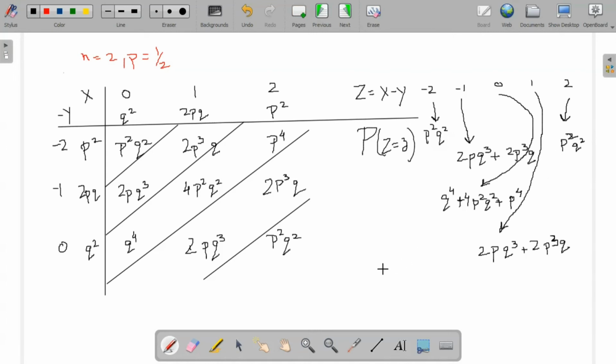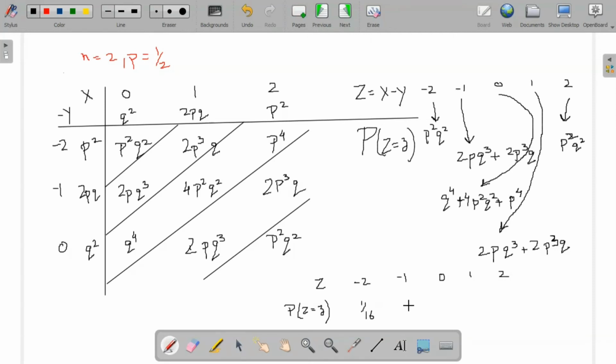So putting the value of p is equal to 1/2 and q is equal to 1/2, we will get for z -2, -1, 0, 1, 2, we will get probability z is equal to small z will be for -2, 1 by 2 square into 1 by 2 square. So 1 by 4 into 1 by 4 will be 1 by 16, and this will be 2 into 1 by 2 q cube. So putting all these values of p and q in this, we can calculate each of these.